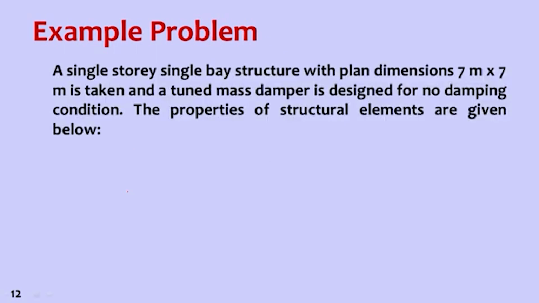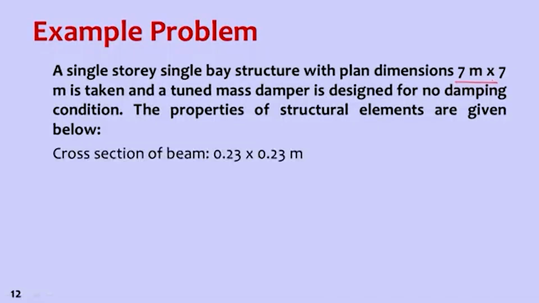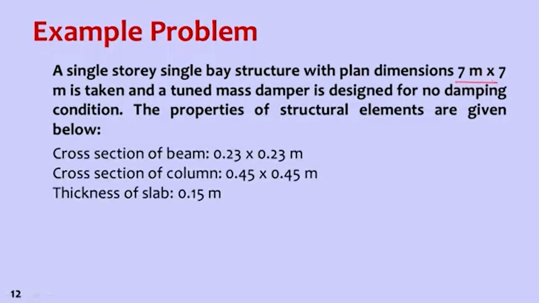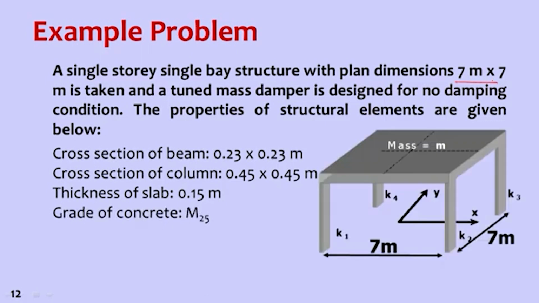So let's solve an example problem using these notations. A single story, single bay structure with plan dimensions 7 meter by 7 meter, and a tuned mass damper is designed for no damping conditions. That means when the primary structure has no damping present in it, we want to reduce the vibration energy or vibration amplitude by tuning a second mass. The cross section of beams, columns, thickness of slab and concrete grade are given.